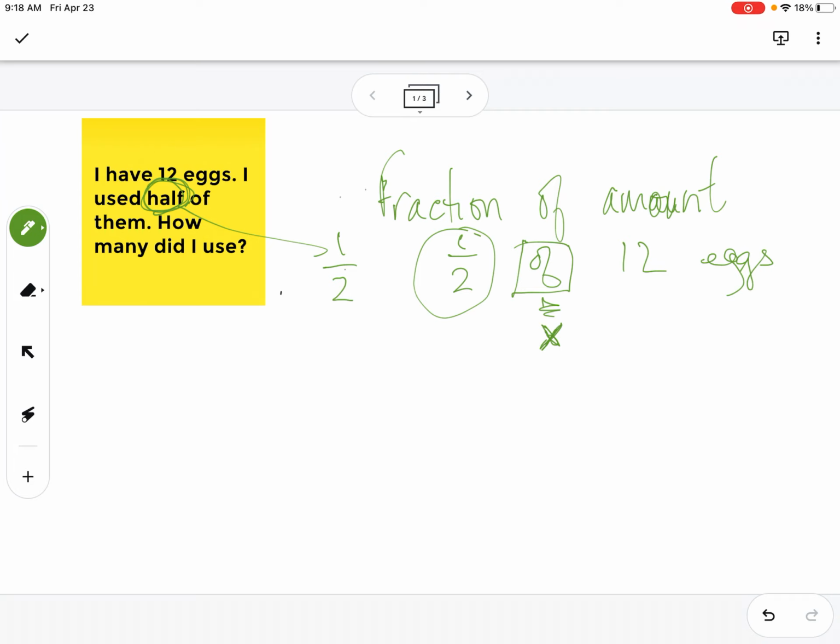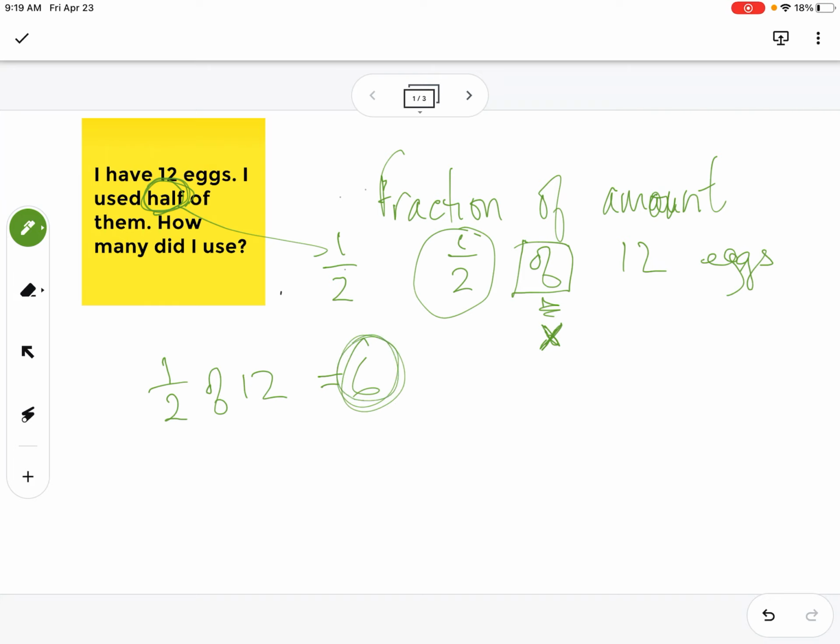First of all, a lot of you could probably answer this question correctly without having to dive too deep. You probably would say, well, if you're asking me for half of 12, I know that that's got to be 6. If they used half the 12 eggs, then I've used 6. So there's the answer. The answer is 6.